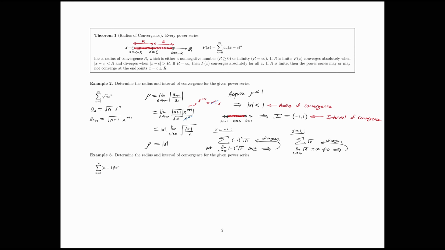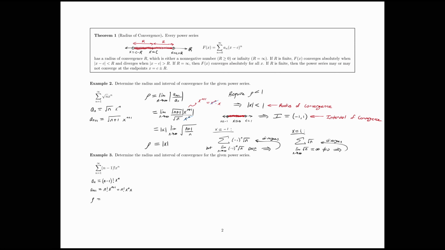Okay, so again, ratio test, we want to just write down what a sub n and a sub n plus 1 are. So a sub n is n minus 1 factorial x to the n. A sub n plus 1 is n factorial x to the n plus 1. And of course, we're hopefully by now in the habit of immediately writing this as x to the n times x, just splitting that exponential up.